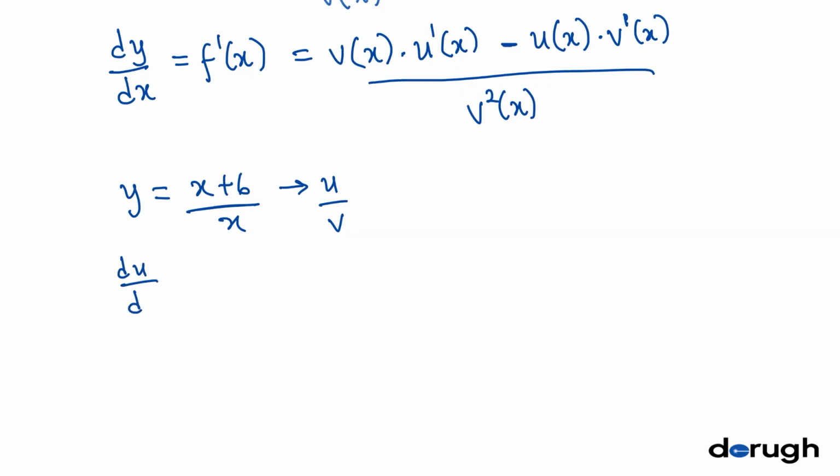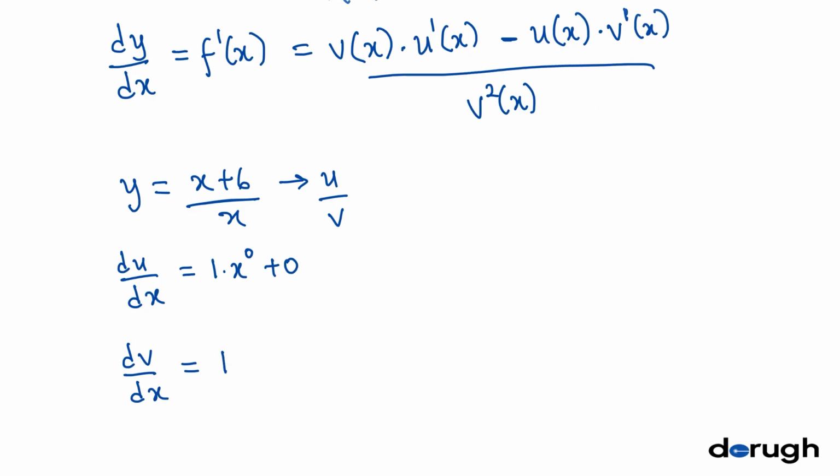Our du dx would be us differentiating the numerator. Remember that x is the same thing as x power 1, so we have 1 multiplied by x power 0. And then remember that when you're differentiating a constant, you have 0. Now, dv dx, on the other hand, would also be 1 multiplied by x power 0, and this gives us 1, while du dx also gives us 1.